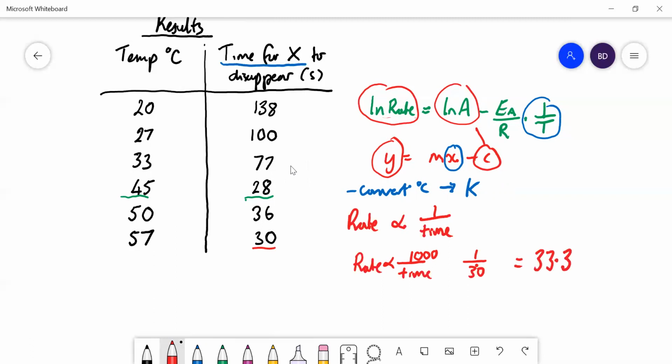But it doesn't matter, it doesn't have any units because we're going to take a natural log of it anyway, so the units are going to disappear. Okay, so that's what we're going to do. We're going to plot that graph when we've worked out those values, and the gradient of that graph is going to be minus the activation energy over R, the universal gas constant. We know the universal gas constant, so we can work out the activation energy for the reaction.